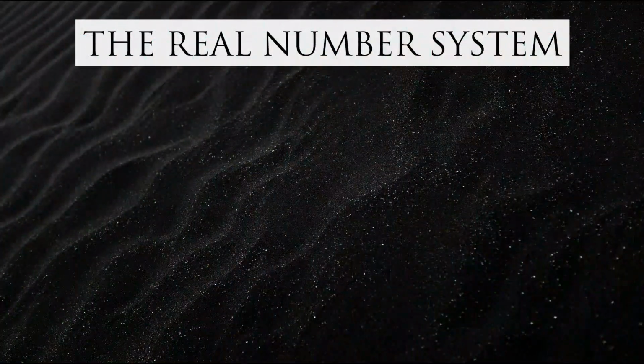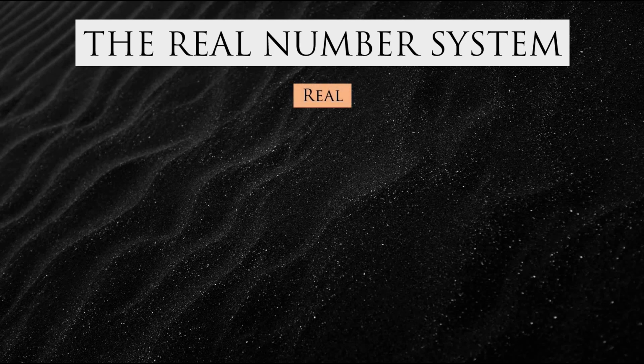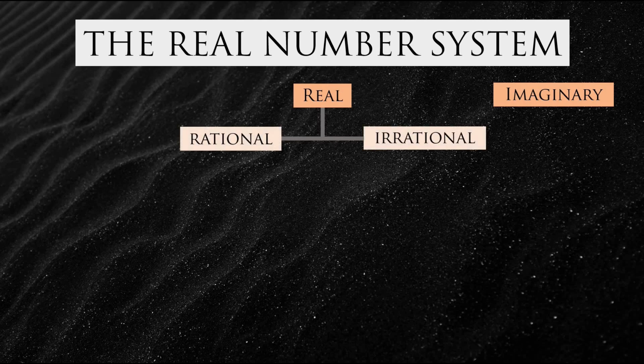So that's it guys, that's our real number system. In a nutshell, you've got the real and imaginary numbers. The latter are the roots of negative numbers, while the former represents a distance along the line. And they can be rational and irrational.